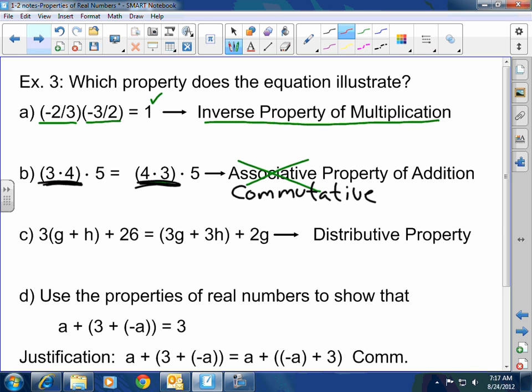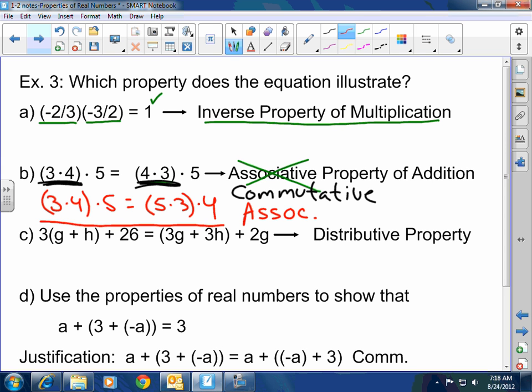In order for this to have been associative, it would have been written in this fashion. See, if I did it this way in red, that would be the associative. Why? What's the difference? Well, in the red example here, I have 3 times 4 in the parentheses, but then I have 5 times 3 on the other side of the parentheses. So that means that I took the 4 out and I put the 5 in. That's associative.